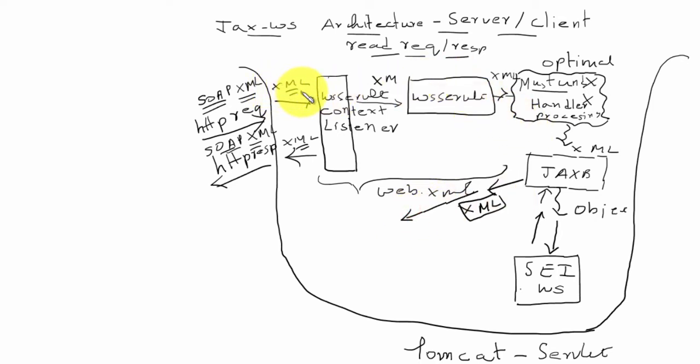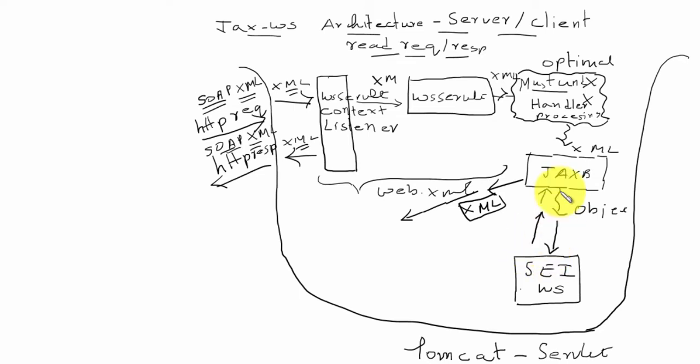Till now I told that the request which is coming in XML format passes through the listener, then it hits the servlet. The servlet tries to forward the request to the actual service endpoint interface. The request flows through must understand processing, handler processing. Both are optional. Now the request which is in XML format is converted to object format by using JAX-B APIs.